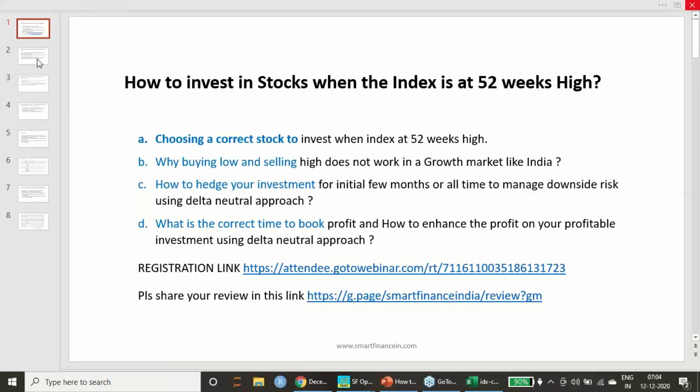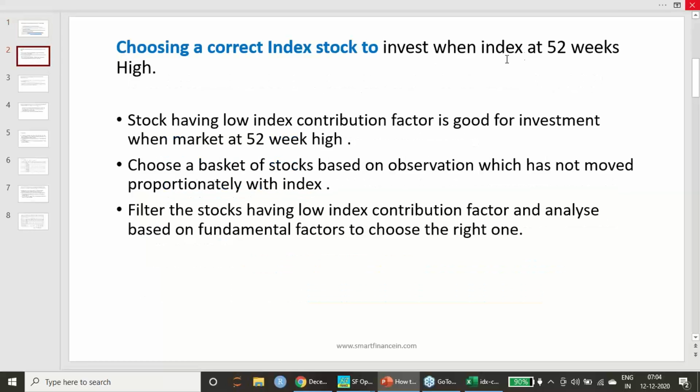Now, first moving to our most critical process: choosing a correct stock to invest in when the index is at a 52-week high. This is the very, very critical process of investing in a stock when the index is at a 52-week high. Here you can explore many other methods. I do not say that this is the only method by which you can choose. If you have a specific interest in this subject, you may find many different mathematical ways.